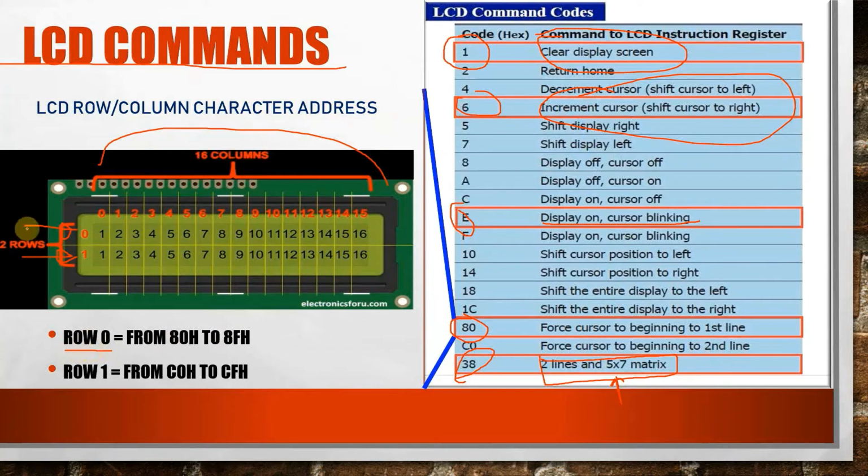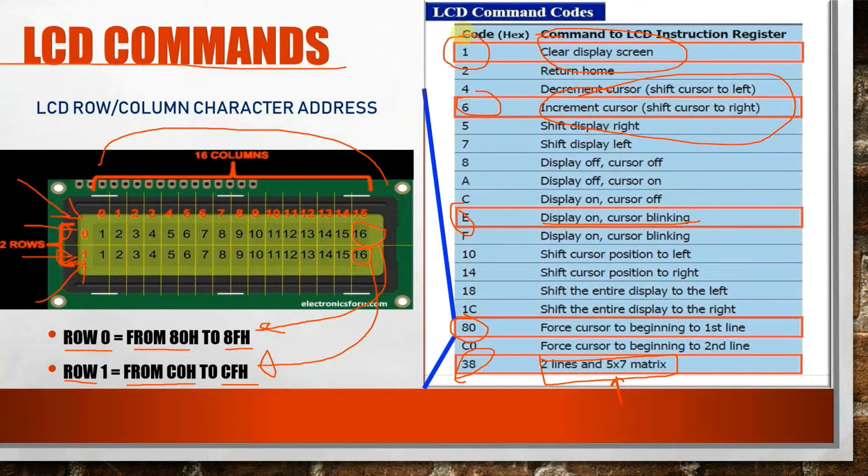For row 0, that is this row, the addresses start from 80H and progress to 8F. So the addresses are 80H, 81H, 82H and so on, and the last address of row 0 is 8F. Similarly, for row 1, the address starts from C0 and ends at CF. So with this we can push any character to any position, and it is also one of the mandatory commands which need to be supplied.